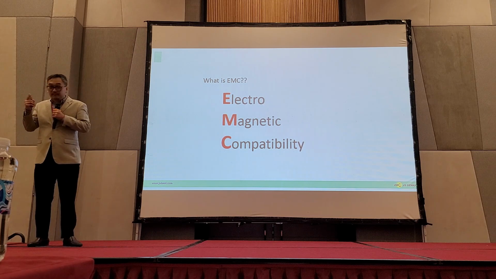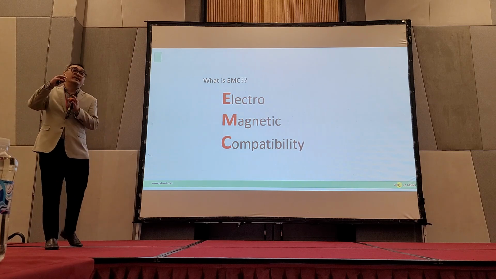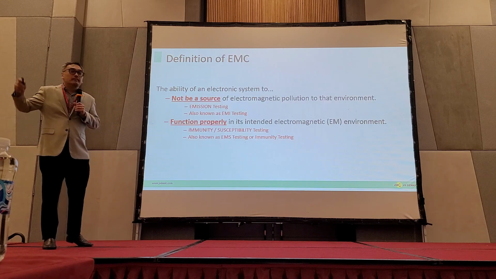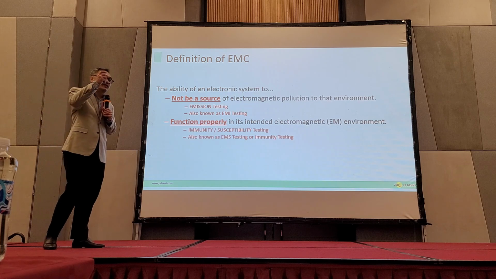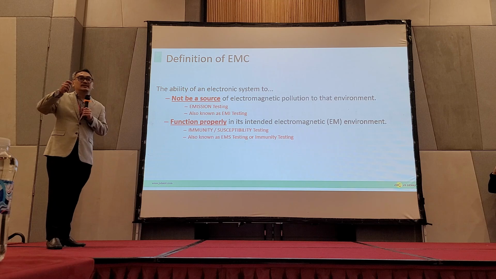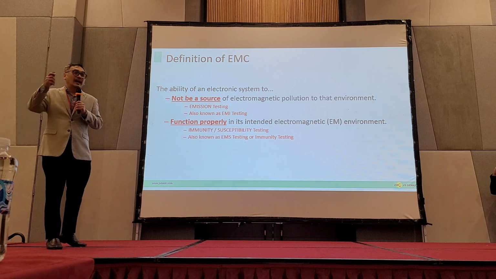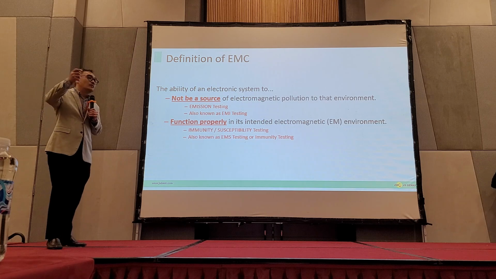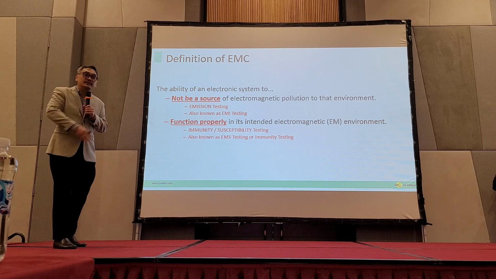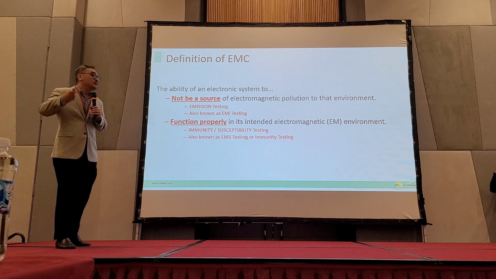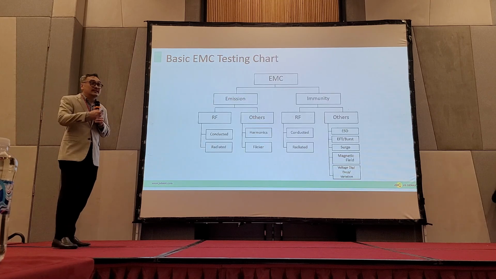Okay, so of course, what is EMC now? We go a little bit more on theory. Electromagnetic compatibility means that when you have a product, the product is not a source of noise to the environment, and also the product must be immune when you are in a noisy environment. This is where we do emission tests and immunity tests, such as EMC.